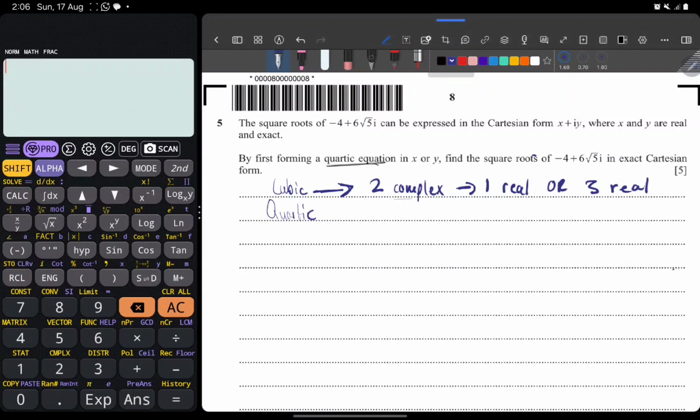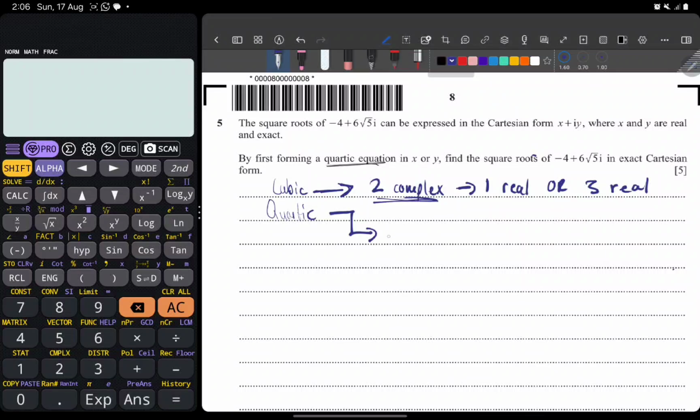Complex solutions can only be 2 or 4. So when I have a cubic, they can only be 2. They can't be 4, because a cubic has a total of 3 answers, so obviously 2 will be complex. For quartic, how many are complex? Complex can only be 2 or 4.